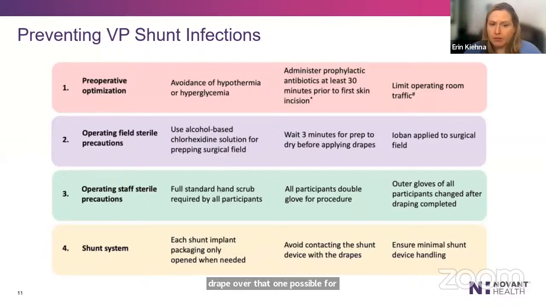For the operating room staff, full standard hand scrub is required by all participants. We don't allow Avagard. In fact, I caught my own PA trying to use Avagard this morning, and I sent her back to the scrub sink. All participants double glove. Outer gloves of all participants are changed prior to the draping being completed, so before you start touching your instruments, your shunt and everything.